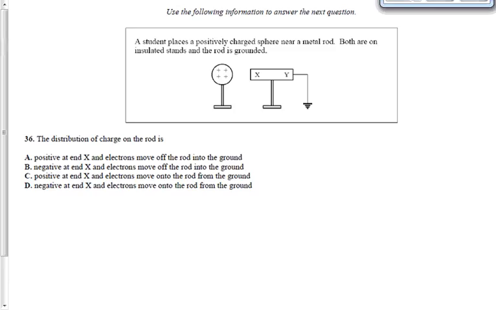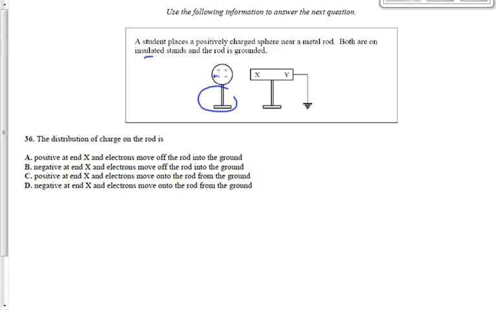Okay, what's happening here, guys? A student places a positively charged sphere near a metal rod. Both are on insulated stands, and the rod is grounded. What does that mean, insulated stands? The stands can't what? It sounds like keep a charge. They can't. A better word than keep: it can't transfer charge. So basically what we're saying is that these guys aren't connected to the ground. There's no connection to the ground.